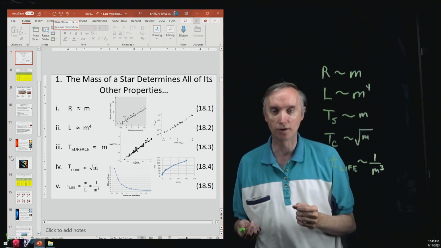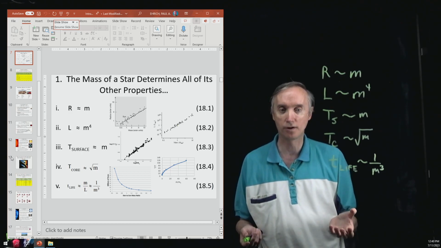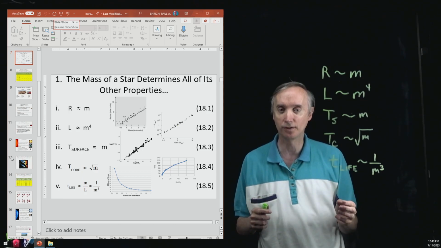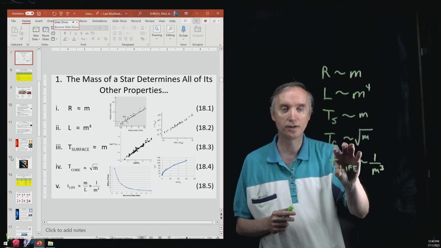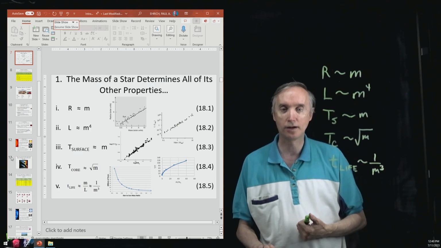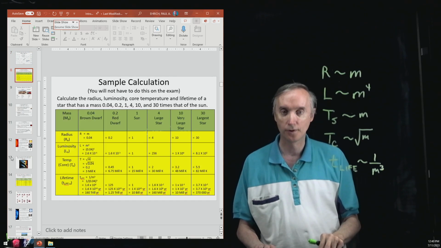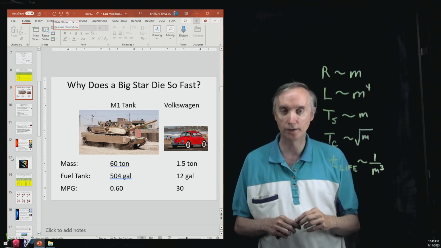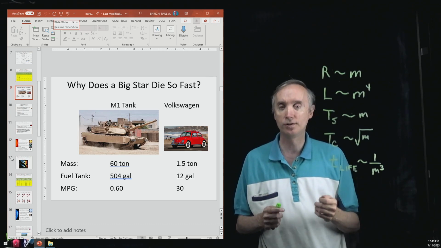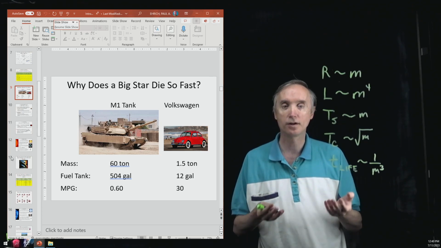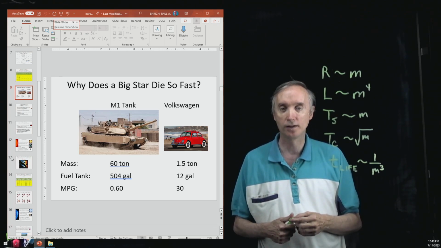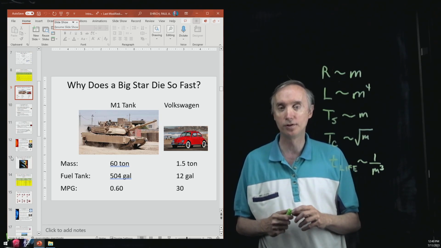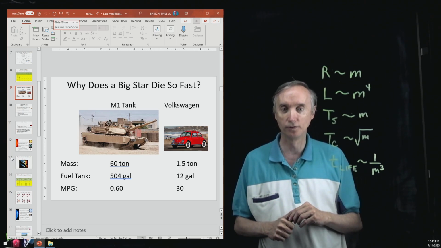Let's say that we're talking about cars. The bigger the gas tank on a car, the further the car can go before it runs out of gas, right? Well, not necessarily. Let's use this analogy and talk about the lifetime of stars. I've got this analogy between the M1 Abrams tank and a Volkswagen. The mass of the M1 tank is very, very large compared to the Volkswagen. Looking at the fuel tank, it's 504 gallons for the M1 tank, and only 12 gallons for the little Volkswagen.